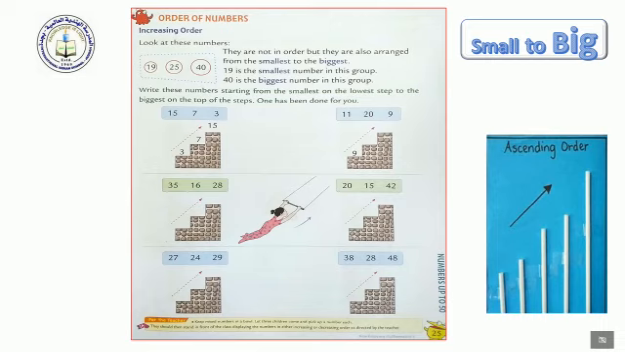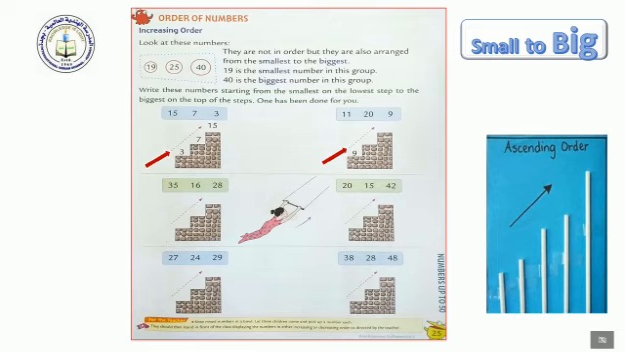Let's see the first example given. Here we have the numbers 15, 7 and 3. Which is the smallest number in this group, children? 3. So we have to write 3 in the first step, then 7 in the next step and 15 in the top or last step.